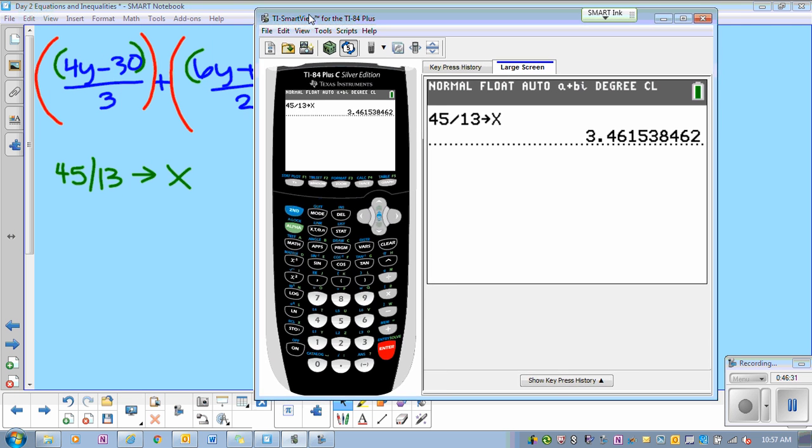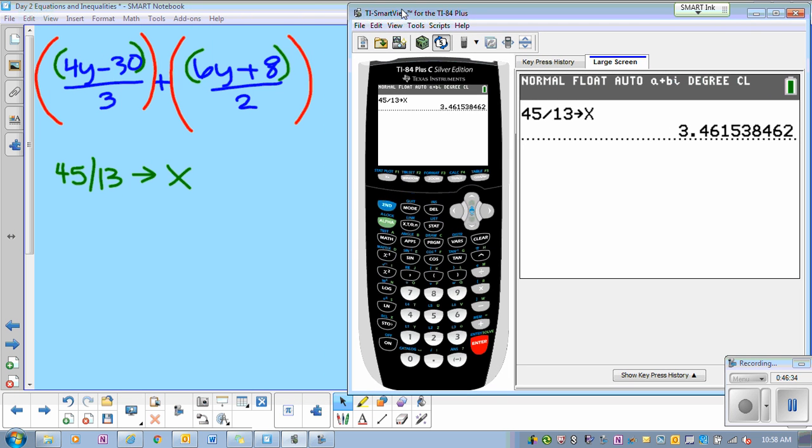And then let's plug this in. I'll scoot this over so we can see all the parentheses. Alright? So this is red, green, 4x minus 30, green, divided by 3, red. Does that make sense? Plus red, green, 6x plus 8, green, divided by 2, red. Yes? That's the whole entire left side. When I hit enter, if this gives me 9, then I know this works.